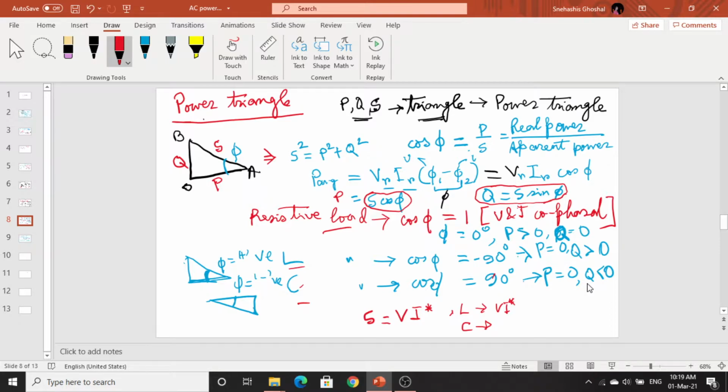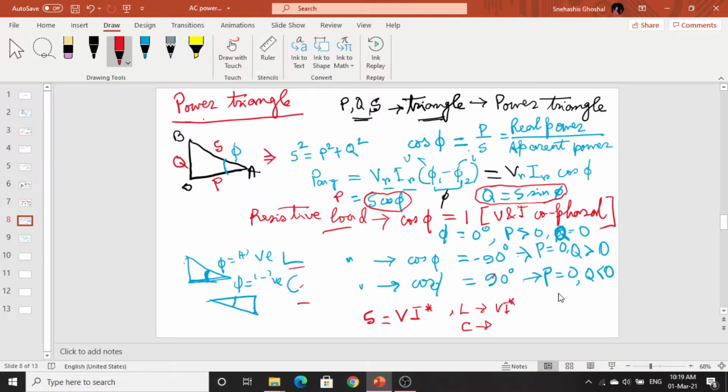In case of reactive power only, active power is the same. In most practical load systems, phi is not plus 90 or minus 90; it is in between. So phi ranges between minus 90 and plus 90, and that's why some amount of active power and some amount of reactive power is absorbed in all the elements.